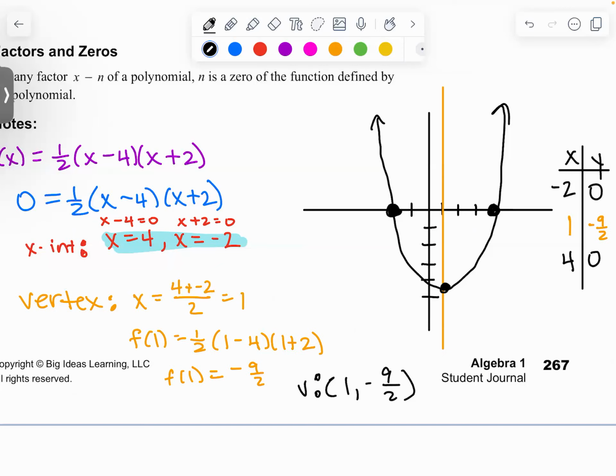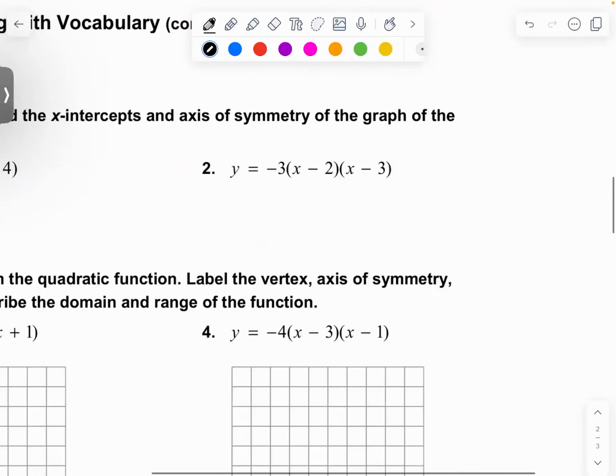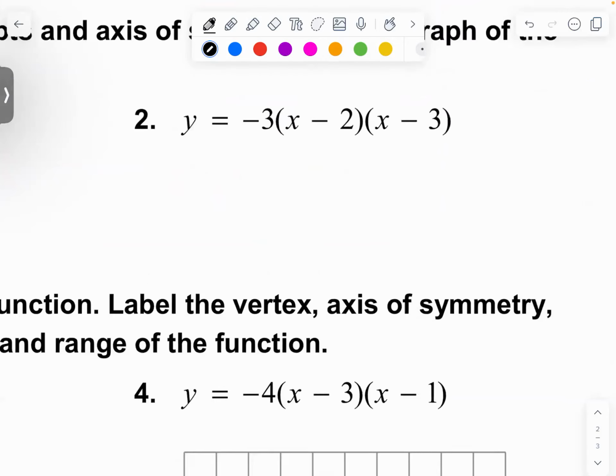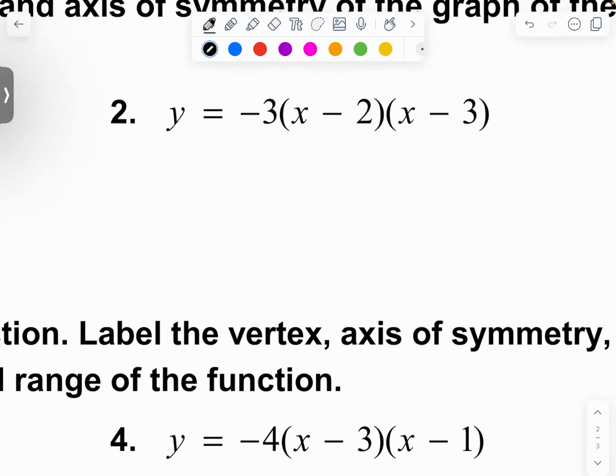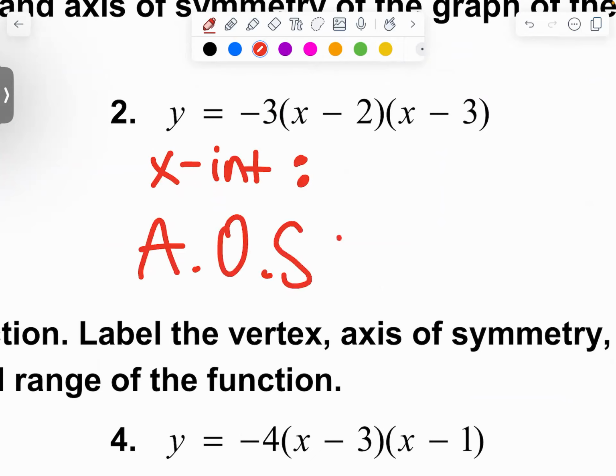Okay, what I want you to do, I want you to go to number 2 on that next page, and I want you to find me, you don't have to graph anything, can you please find me the x-intercepts and just the axis of symmetry? You don't even need to find the full vertex, just the x-intercepts and the axis of symmetry.